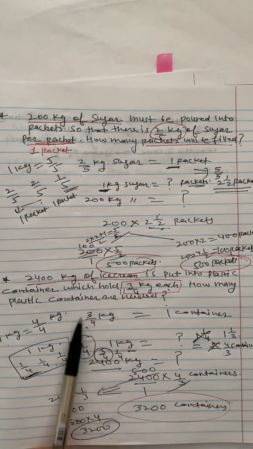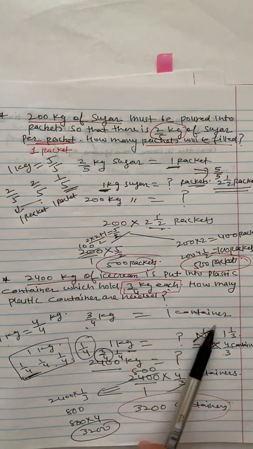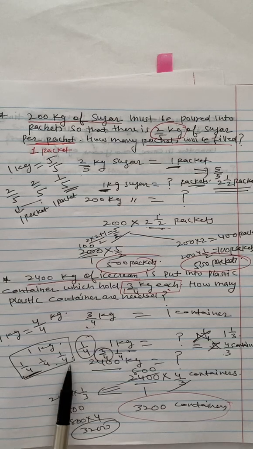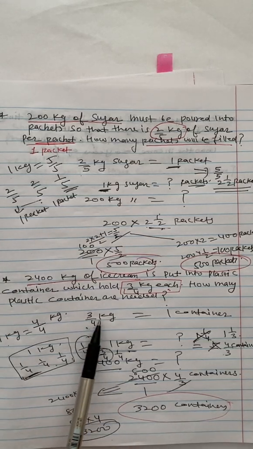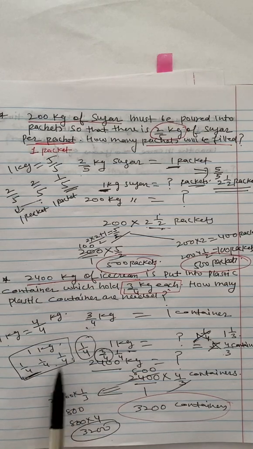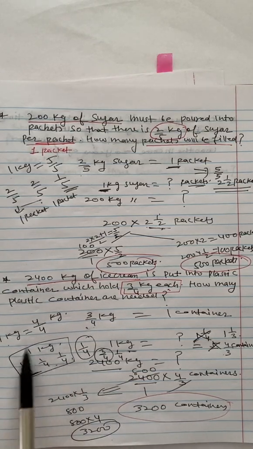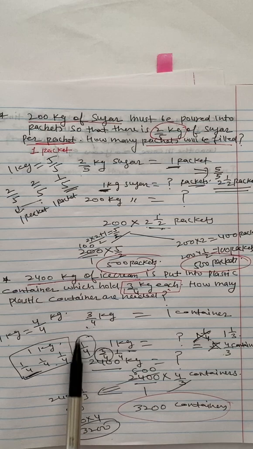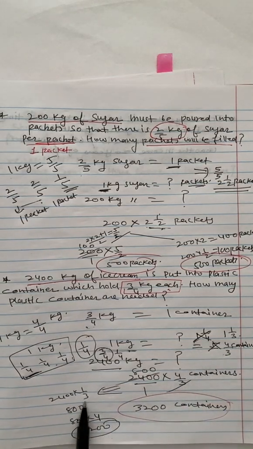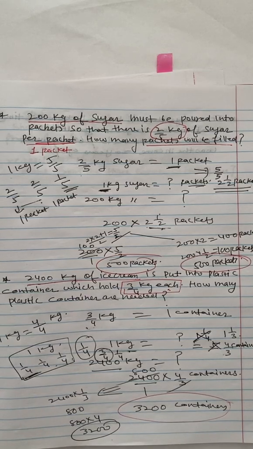So we already knew 3/4 kg is one container, and we also know 3/4 is the same as 1/4, 1/4, 1/4. And then we change 1 kg into 4/4 kg, which means I already know for 3/4 I need one container. So for the remaining 1/4 I will need 1/3 container. And then for 2400 we multiply by 4/3.